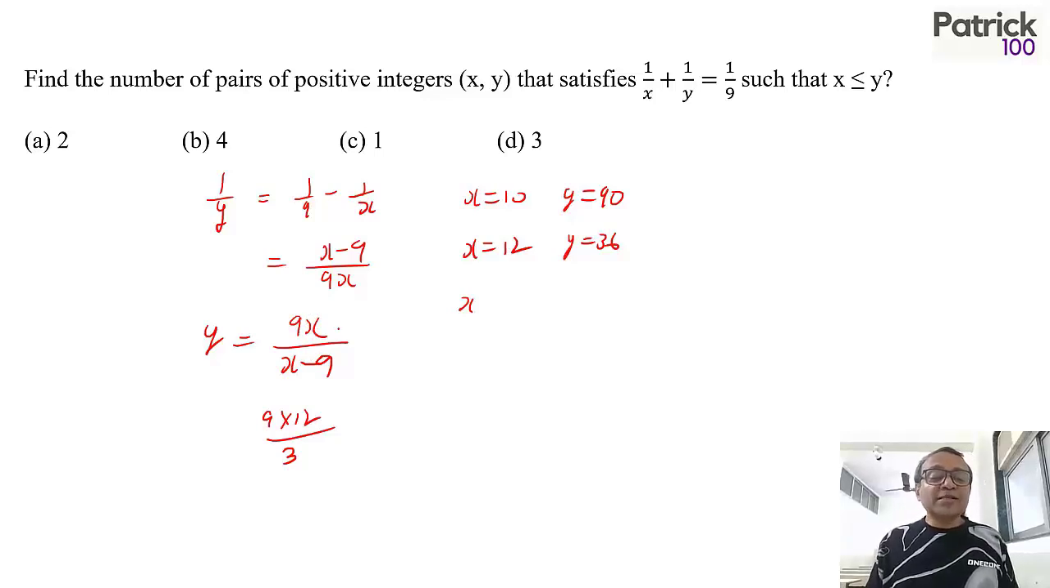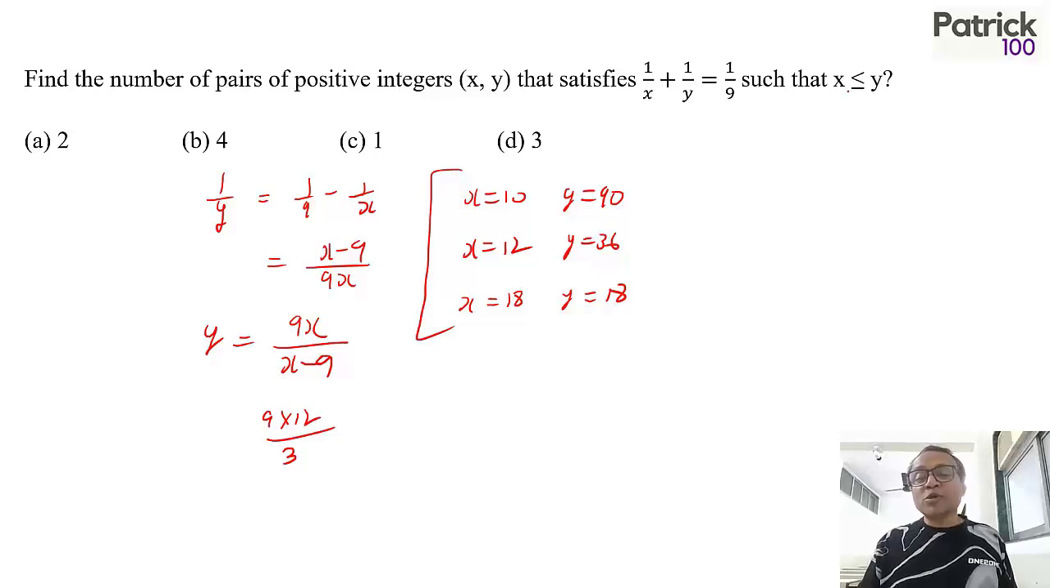So 15 minus 9 is 6. 6 will not get cancelled because there is no 2 in the numerator. It's 9 into 15, no. Then you will realize the next number directly, 18, will satisfy. x will be 18 and y will also be 18. From that you can make out 3.